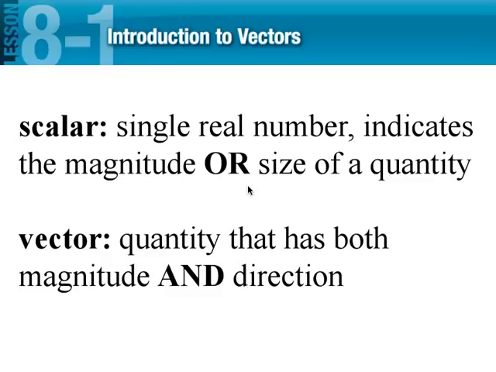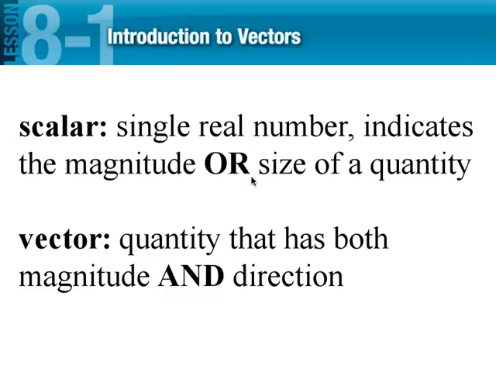So what we're going to do is look at a few examples as to whether it's a scalar or a vector. Based on this definition, a scalar is a magnitude or size. A vector has to have both magnitude and direction. And when we're talking about magnitude, what would be another word for magnitude? Bigness. Yep, bigness. How much something is.